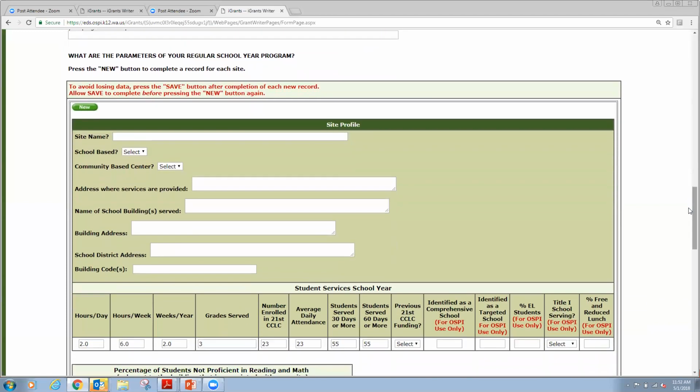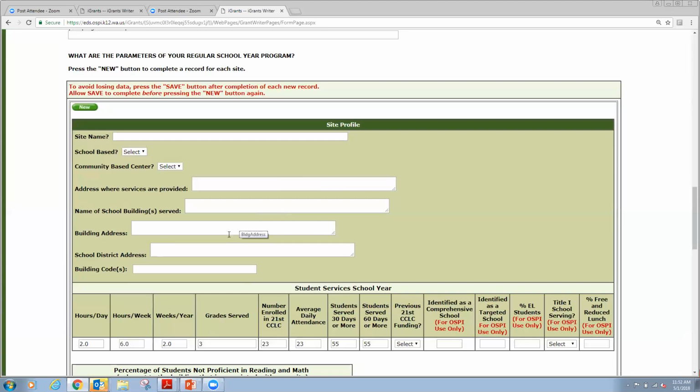For each site, a site profile, this big green box here, will need to be filled out per site, which includes the site name, whether it is school-based or community center-based, the address where services are provided, and the name of the school buildings to be served. So for example, if you are a community-based site, you may have more than 1 or 2 school buildings that you're serving at this 1 site. The building address. The names need to match the list you provided above.